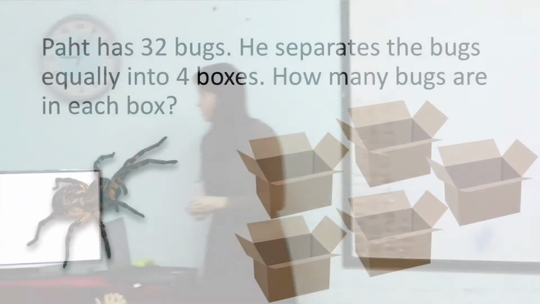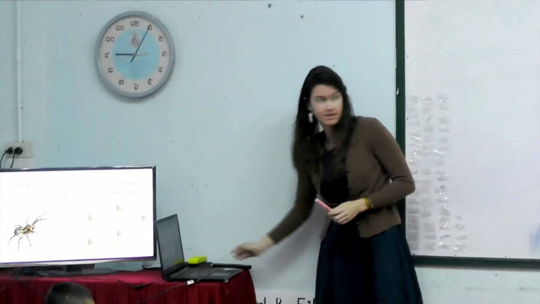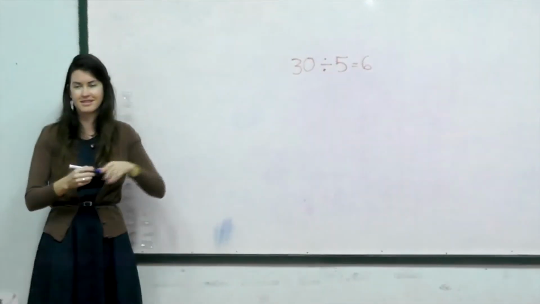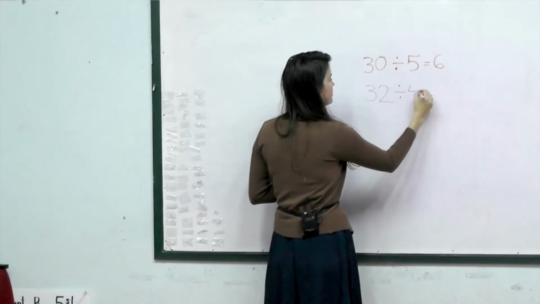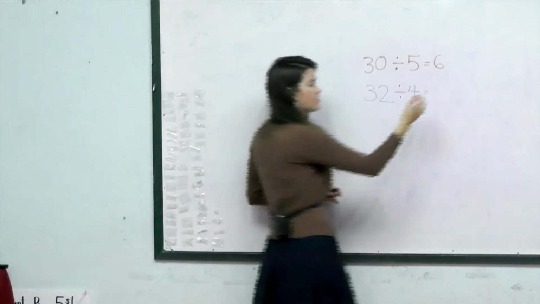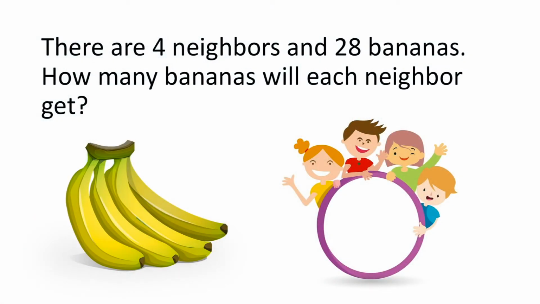Very nice, friends. What about Paht and his bugs? Paht has 32 bugs. He separates the bugs equally into how many boxes? 4 boxes. So how many bugs are inside each box? 8. That's what we want to know. Yeah, the answer is 8. How do we make that into an equation like this? 32. Good. We take our biggest number first, 32, all his bugs. Then we put them into 4 boxes. There are going to be 8 bugs in all of those boxes. You got it, friends.